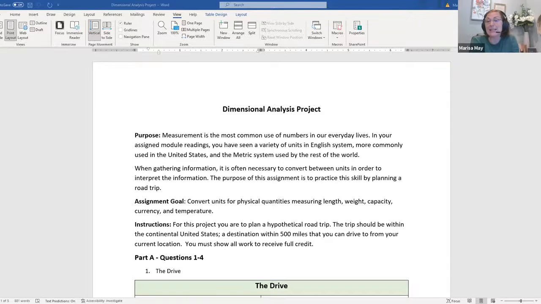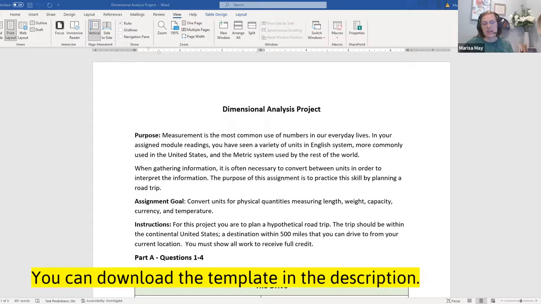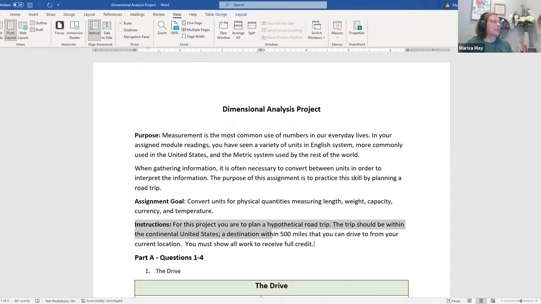The intent is today I'm going to kind of model. I'll give you a few minutes to do your portion. And that's kind of how we'll proceed. Okay, so what we're doing in the dimensional analysis project, we'll take a look first at the instructions.